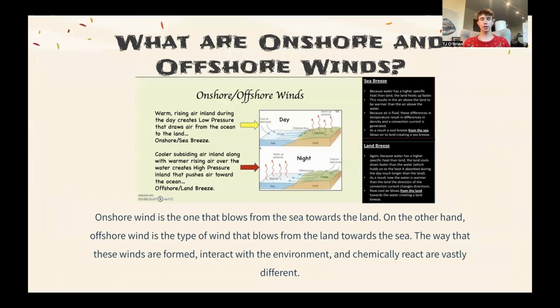All right, now let's jump straight into it. What are onshore and offshore winds? Onshore winds are the type of wind that blow from the ocean or from the sea onto the land. And on the other hand, offshore winds are the type of wind that blow from the land towards the sea. The way that these winds are formed, interact with the environment, and chemically react are vastly different.